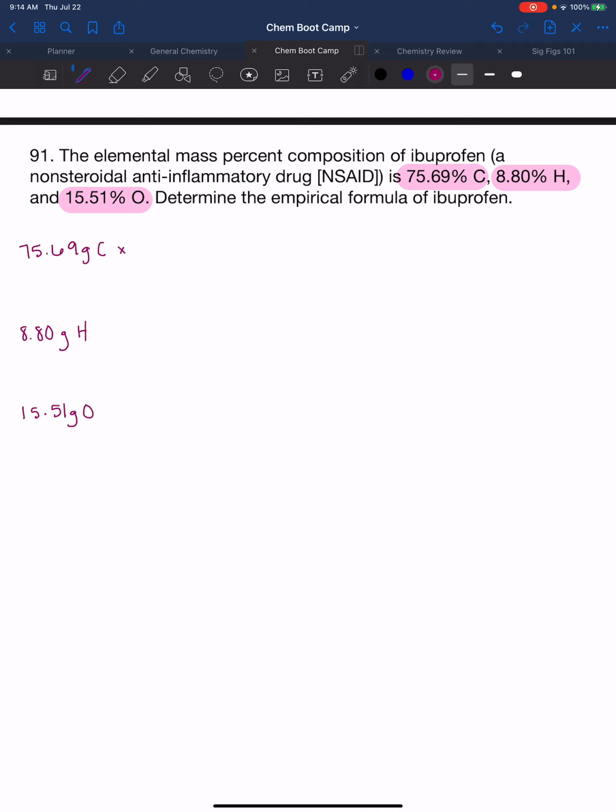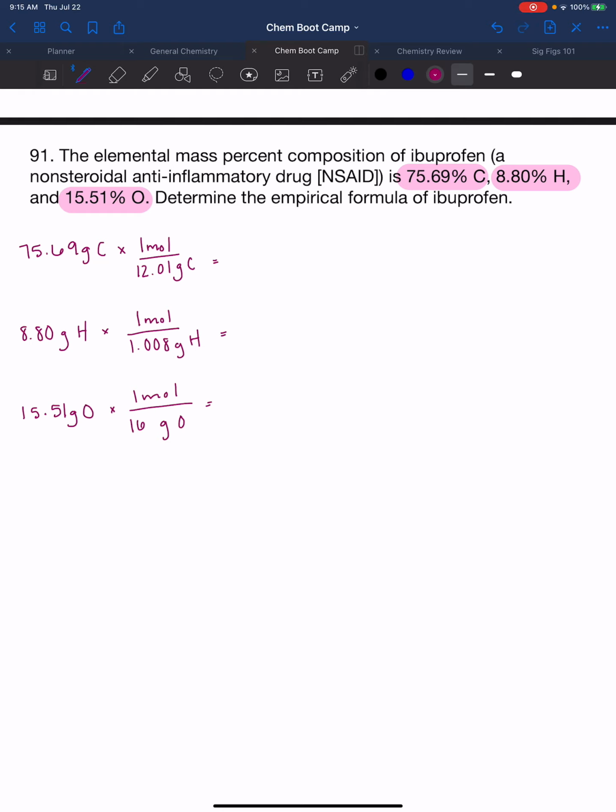So I would use my AMU to convert that into moles. The AMU for carbon is 12.01. The AMU for hydrogen is 1.008 grams. And the AMU for oxygen is just 16. So then I would go ahead and find my moles.